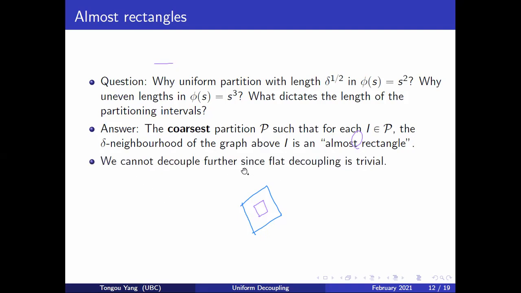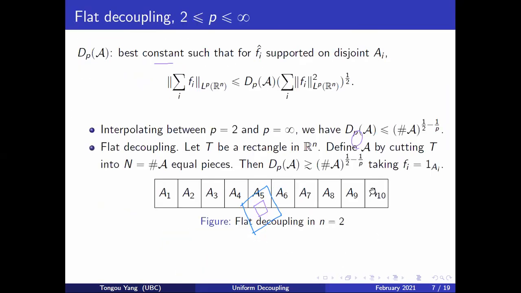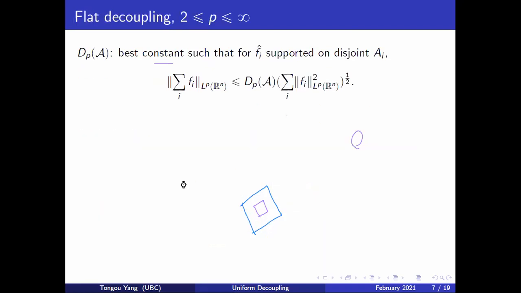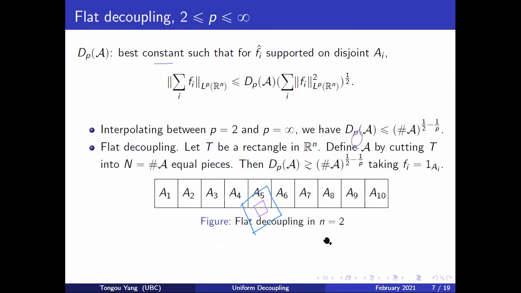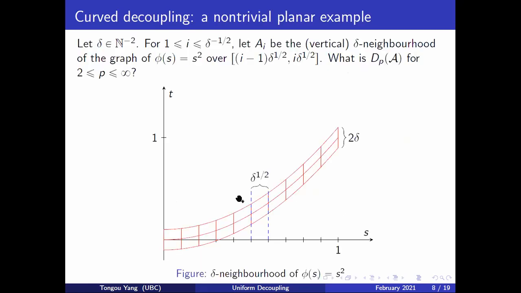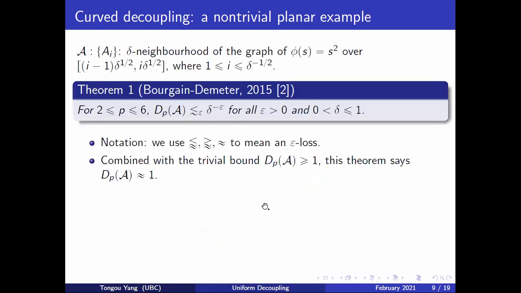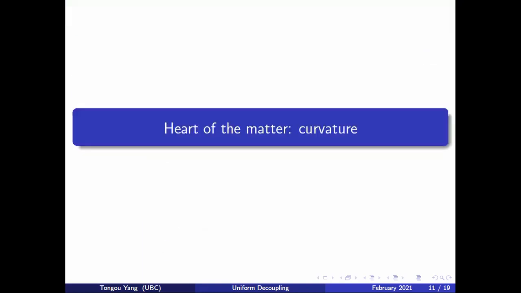And why should we do that? Because as we saw just now, we know that flat decoupling is trivial. And this constant is, of course, not 1 if p is not 2. To avoid this flat decoupling happening, these neighborhoods cannot have a flat part. And this forces you to choose the coarsest scale. Because if you chose a finer scale, then if I decouple this part, it will give you an estimate of the flat decoupling. So that's why we have to make it the coarsest partition.